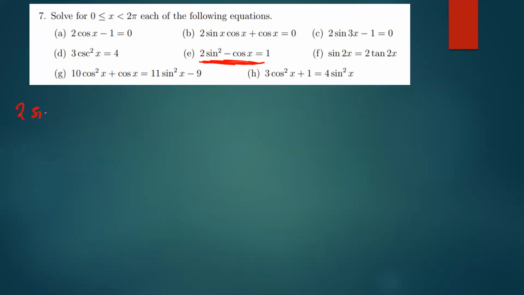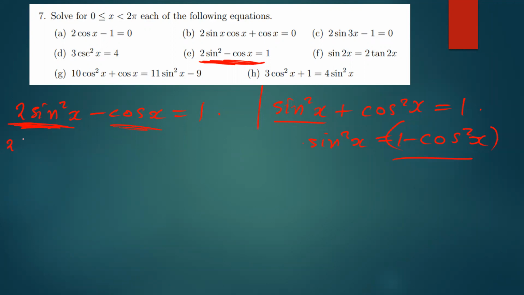So we have 2 sine squared x minus cos x is equal to 1. You have to convert this to be in terms of cos by using the Pythagorean identity. We know that the Pythagorean identity is simply sine squared x plus cos squared x is equal to 1. So you make sine squared x the subject of the formula, and you have sine squared x is equal to 1 minus cos squared x. While there is sine squared x there, I'm going to replace it with 1 minus cos squared x.